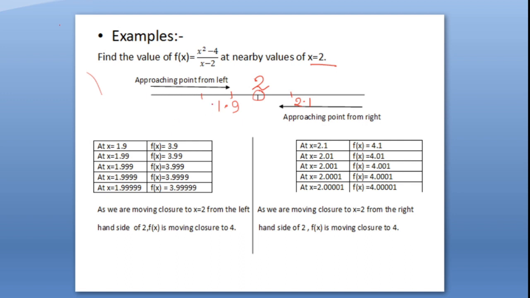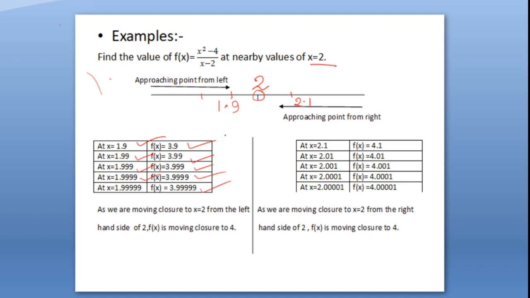At x equals 1.9 we will calculate the value of f(x). We put 1.9 in place of x here, and if we calculate we get f(x) equal to 3.9. Easily you can calculate. Next, at x equals 1.99, a point closer to 2, f(x) will be 3.99, and in this way x equals 1.999 gives 3.999. Then x equals 1.9999 gives f(x) equal to 3.9999.